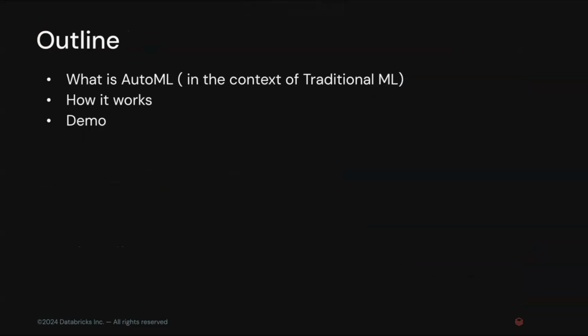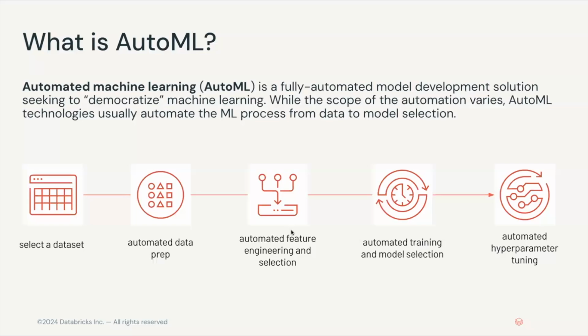I know there's a lot of buzz around Gen AI, but the traditional machine learning has its own place. It has a lot of importance, and a lot of our customers are leveraging traditional ML to optimize and predict a lot of their work. So after that, we will talk about how it works, and then I would try to walk you through a demo of how the AutoML offering of Databricks works. So having said that, let's first talk about what is AutoML.